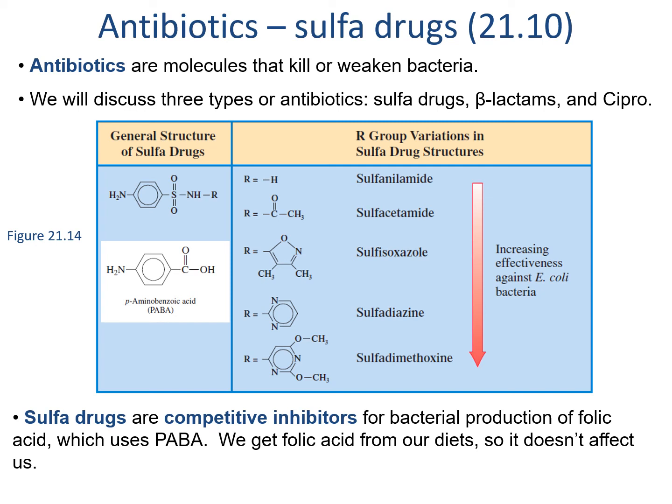Folic acid is produced by using para-aminobenzoic acid, whose structure you can see over on the left. Since all the sulfa drugs have a very similar structure, they can bind into the same active site and prevent the enzyme from functioning on the para-aminobenzoic acid. Since folic acid is required for bacteria, but we get it from our diets, it doesn't affect us at all.